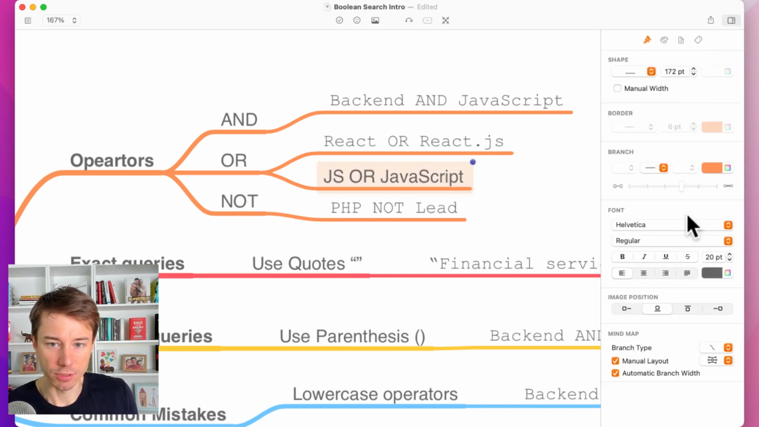I should change the font here. So let me do it really quick so it looks nice.